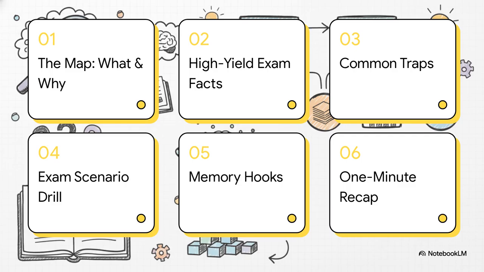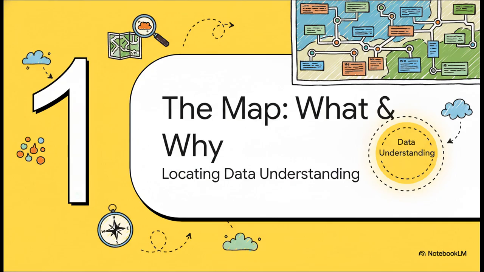So, to make sure you're totally prepped for the exam, we're going to run through a little gauntlet. First, we'll look at the map, see where this all fits. Then, we'll hit the high-yield facts you absolutely have to know. After that, we'll uncover the common traps that trip people up, run through a quick scenario drill, and I'll give you some memory hooks to make it all stick. And then, a super fast recap. Sound good? Let's go. First up, the map.